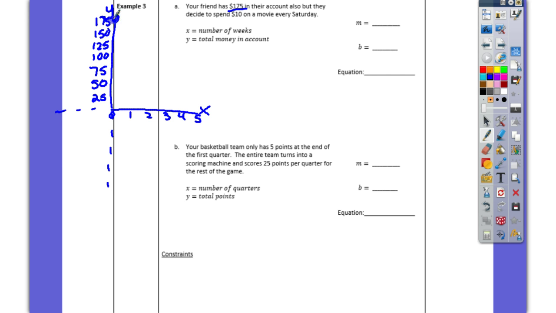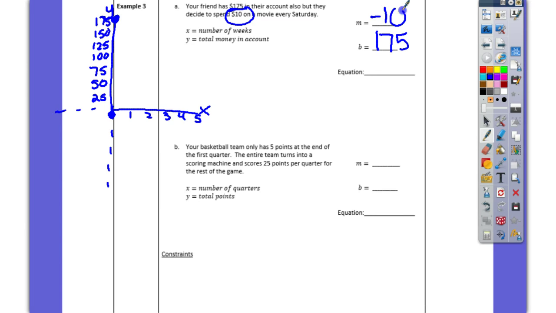So we'd start here. The first week, before we went to 0 movies, we had what? $175 in our account. What is that then? That 175, is that our slope, our rate of change? Or is that our y-intercept? Y-intercept. Y equals the total money in our account. So the y, the b, the y-intercept is what? 175. What did it change every week? $10. Did it add $10 to our account or take it away? So what is my slope?